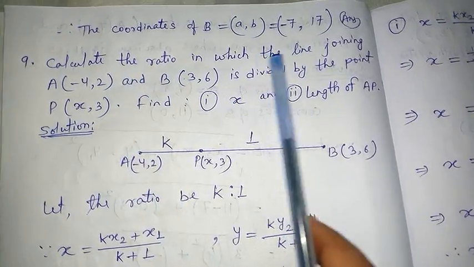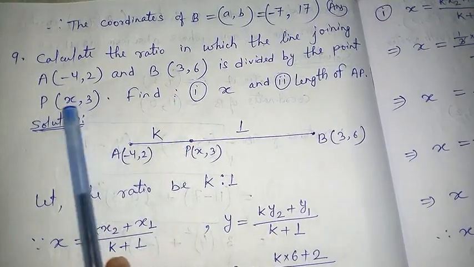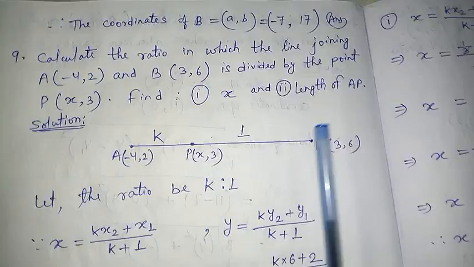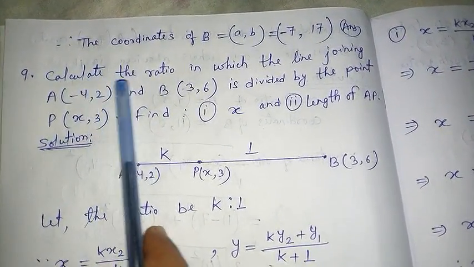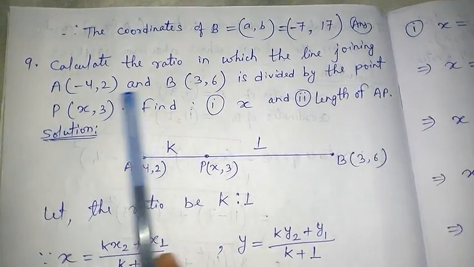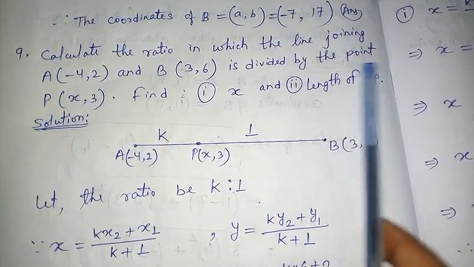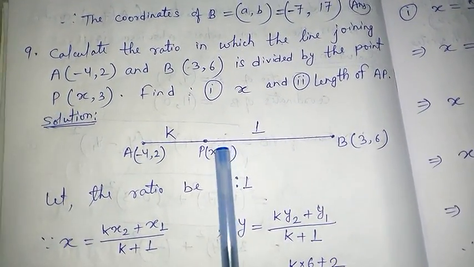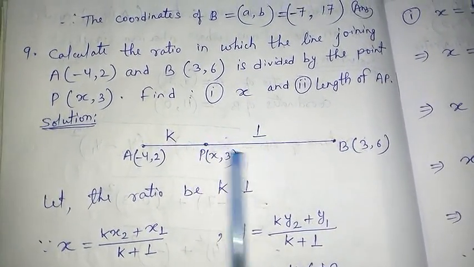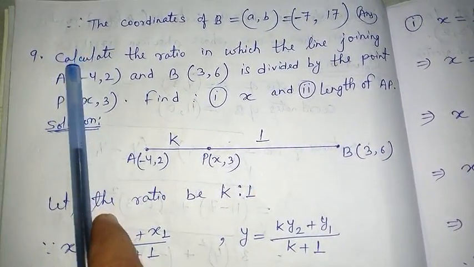Now calculate the ratio in which the line joining A and B is divided by the point P (x, 3). Find x and the length of AP. Now they are saying calculate the ratio. The ratio is unknown. Whenever the ratio is unknown, we have a formula for that. The line is AB and it is divided by the point P. Point P will be anywhere, not exactly in the middle, because it is not the midpoint. Its coordinate is x comma 3 and the ratio is unknown.